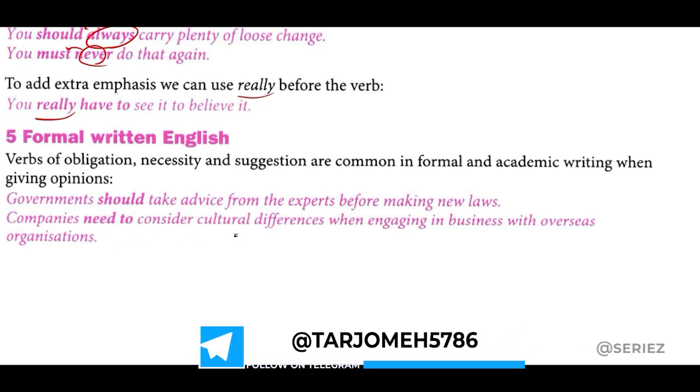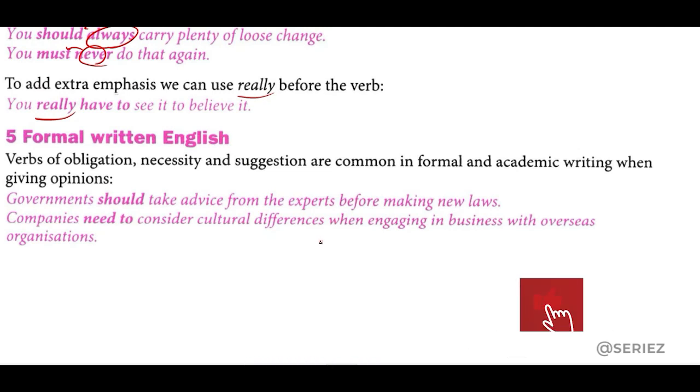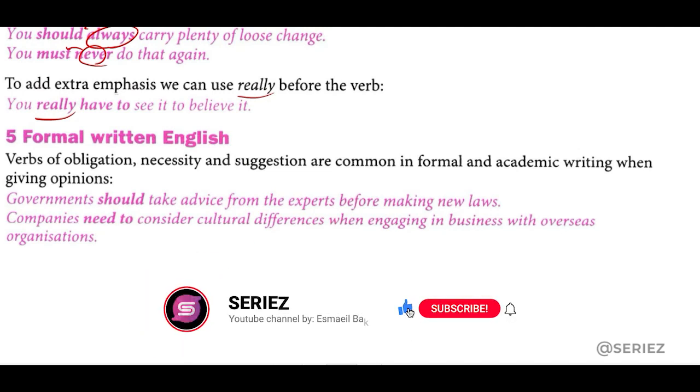Companies need to consider cultural differences when engaging in business with overseas organizations. شرکتها باید تفاوتهای فرهنگی رو هم در نظر بگیرن. Need to consider. Must و have to هم به یک اندازه اینجا استفاده میشه در کاربرد خودش. این از توضیح گرامری درس 14 مربوط به افعال مدال بخش دومش بود.